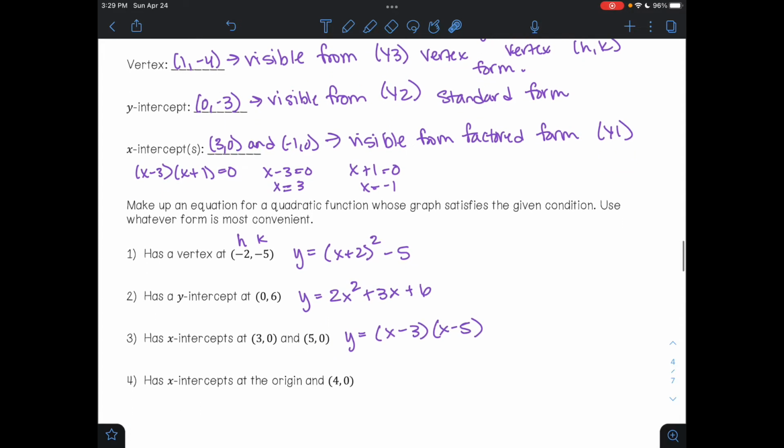Example 4 has x-intercepts at the origin and at 4, 0. Well, remember your origin is 0, 0. And so here we would have x equals 0 and x equals 4. Again, this would be most convenient to use factored form. And so I'll have y equals x times x minus 4 as an equation that would have those two solutions. Again, if you're not sure, you could 100% use Desmos to help you figure this out.